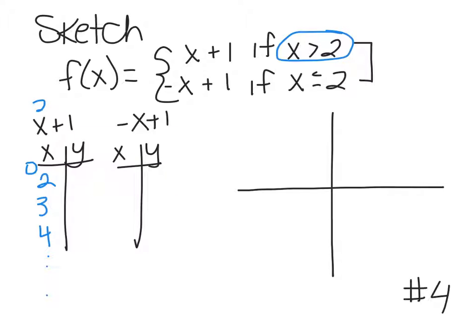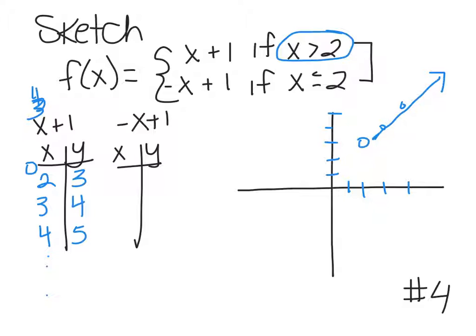So if I plug in a 2 there, I get 2 plus 1, which is 3. If I plug in a 3, I get 4. If I plug in a 4, I get 5. So what I'm going to do right now is I'm just going to graph that at 2, 3, open circle. At 3, 4, at 4, 5, and you can see the pattern continuing in that direction. This should connect.